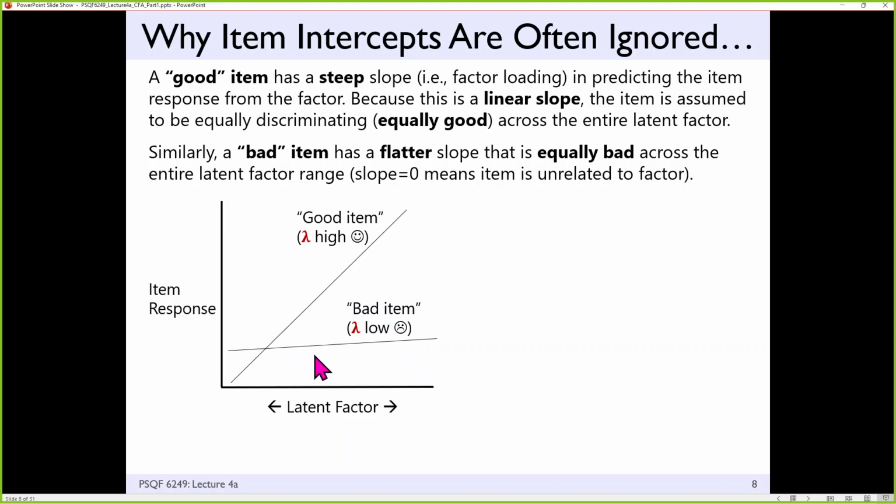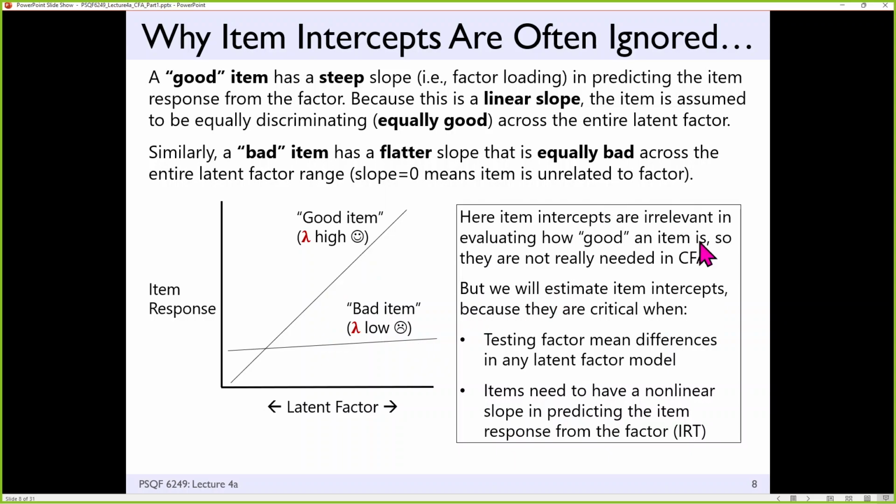So where this line happens to cross 0 is irrelevant to discriminating which items are good and which items are not so good. However, we're going to keep them in. They're going to be with us all semester for a couple of reasons. Number one, eventually, we're going to be testing factor mean differences, in which we need the intercepts to be able to do that. We can look at questions of invariance and potentially change over time. And because it's going to be a direct parameter in the IRT and IFA models, so let's just keep it in. So we'll keep both, but nobody really pays attention to item intercepts in CFA.